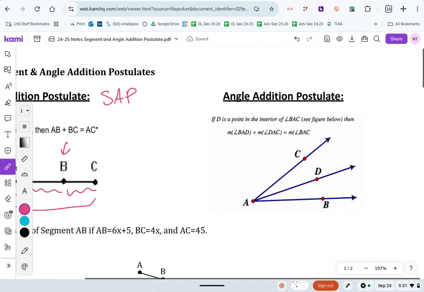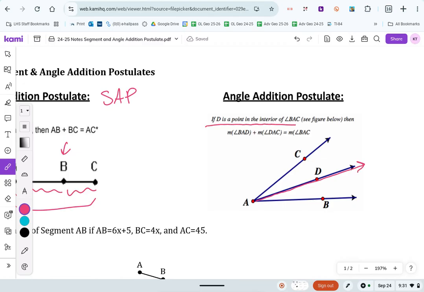Same thing for our angle addition postulate. Let's say we have an angle that's split in the middle by a ray, so that's why it says if D is a point in the interior of angle BAC. You're imagining it's being split by a ray in the middle. Then the measure of angle BAD, or this angle on the bottom, plus the measure of angle DAC, or the angle on the top, equals the measure of the entire angle. So again, part plus part equals whole. We usually write this one down as AAP.